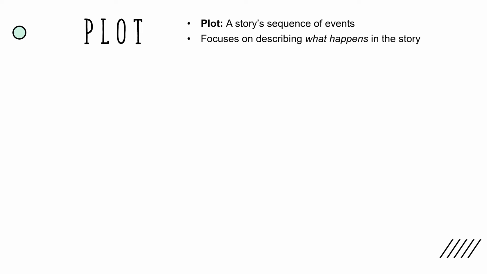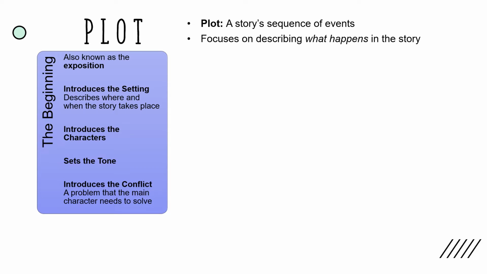First, plot is most often used in fiction and drama, though it can also be used in poetry. The plot is a story's sequence of events and focuses on describing what happens in the story. The plot of a story can be broken up into 3 parts: the beginning, the middle, and the end. The beginning of a story, also known as the exposition, usually introduces the setting of the story by describing where and when it takes place, introduces the characters of the story, sets the tone of the story, and introduces the conflict of the story, which is generally a problem that the main character needs to solve.